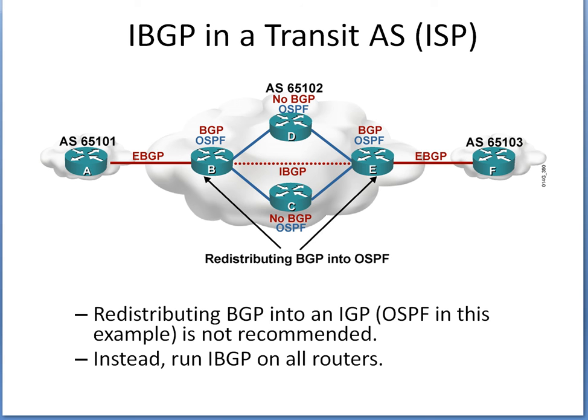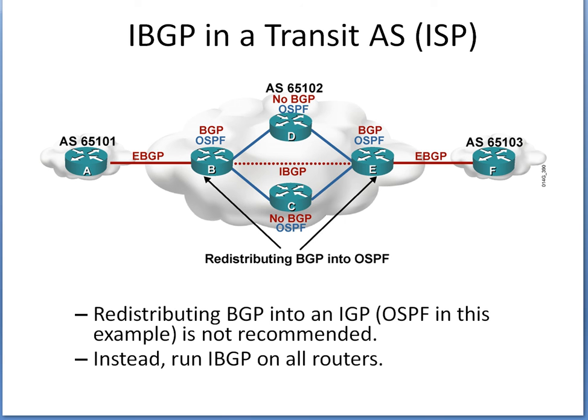Now A can reach B because it is BGP. F can reach E because it is BGP. But after B, the packet doesn't know how to route. So the packet will be dropped on D and C. It's a black hole. To avoid that, there are three solutions.